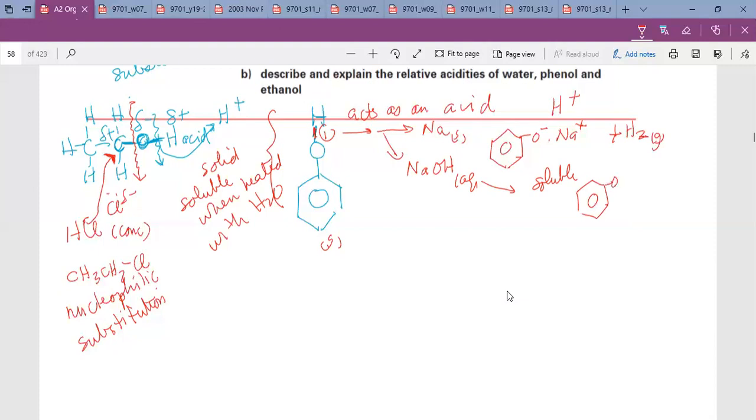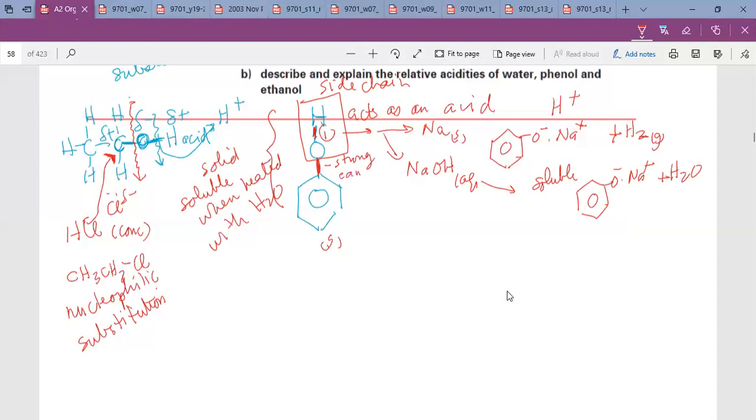Okay? O minus Na plus and water. Which is actually neutralization. So these two reactions here, they will not react with sodium carbonate to give you carbon dioxide. Cannot. You'll see later. Now, of course, this is the side chain reaction. Now then, remember this one cannot break, because it's very strong.